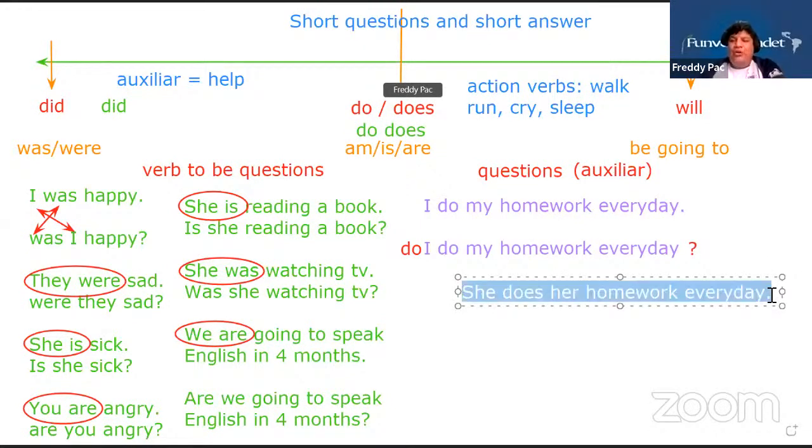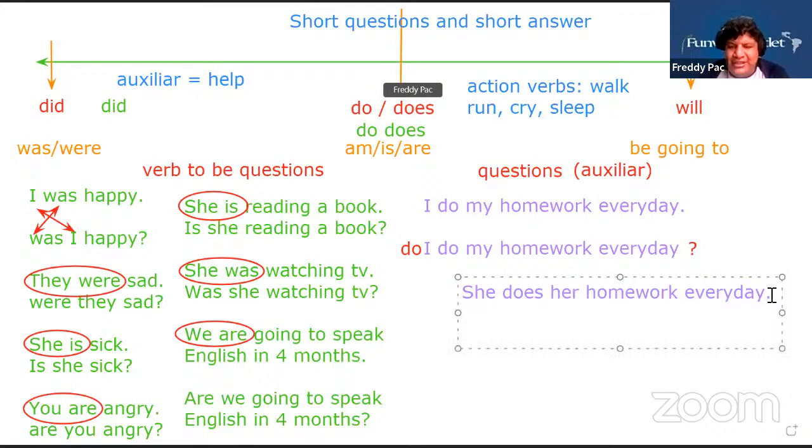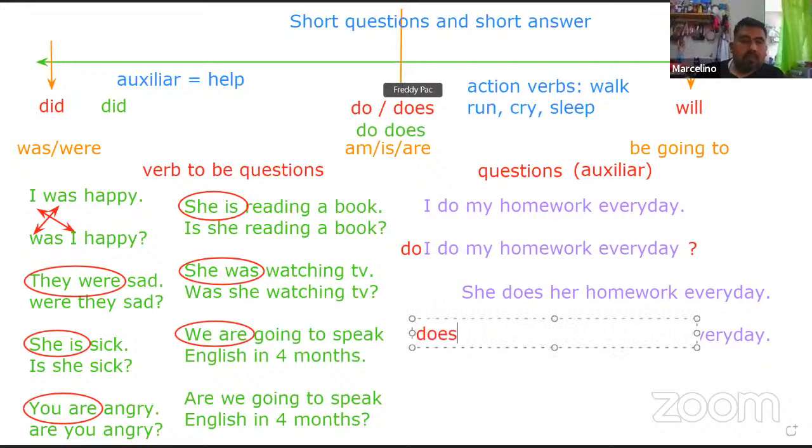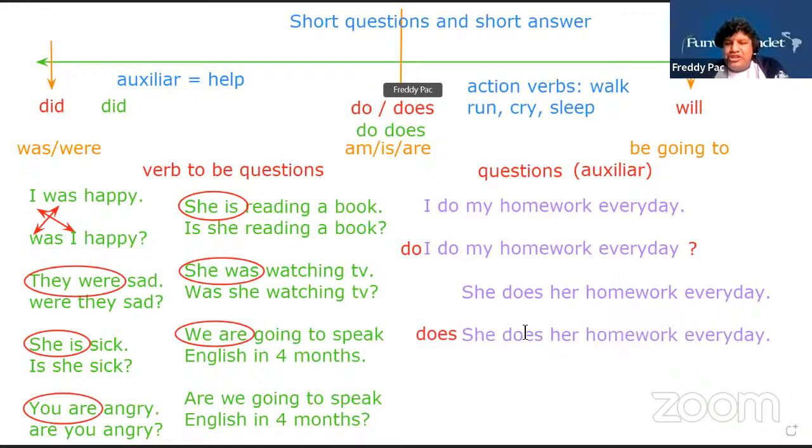Look, it is going to be slightly different, but the idea is this. We copy the sentence, okay? Let's copy the sentence. Now, what is the second step? First, I have to use the auxiliary to create the question. And what is the auxiliary for the simple present in third person? Does. Does, exactly. So I put does: Does she does her homework every day? And I am going to use the question mark.